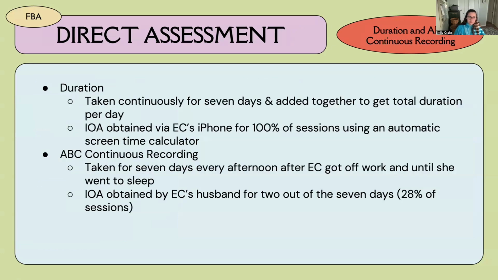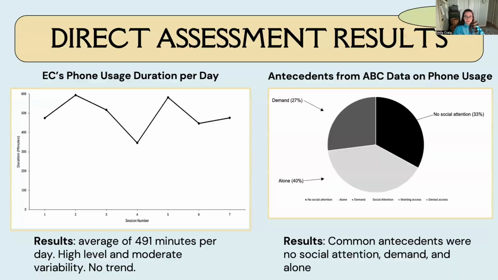So for the direct assessment, we did duration. This was taken continuously for 7 days and added together each day to get total duration per day. IOA was obtained using her phone because it has an automatic screen time recorder. ABC continuous recording was also taken for 7 days, and this was only in the afternoon after she got off work, because IOA was obtained by her husband, who was only home in the afternoons, and he did 28% of sessions, so 2 out of the 7 days. And these are the results from those two direct assessments.